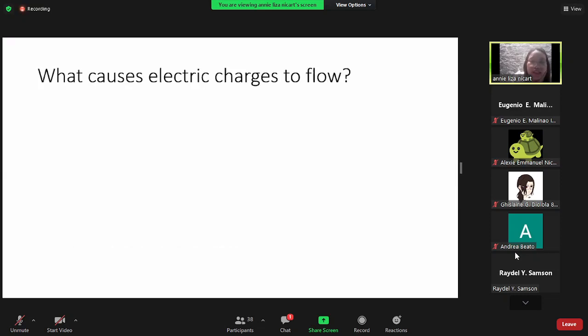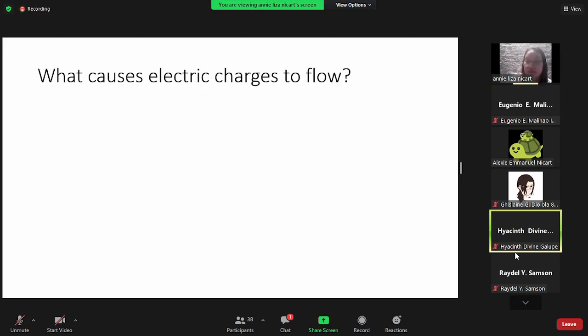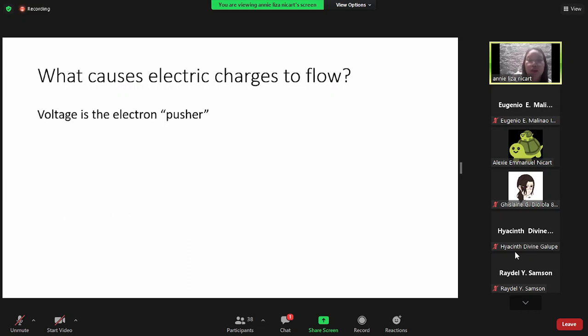Okay, so what causes the electric current or electric charges to flow? Ano yung makakapagpa-flow or makakapagpa-move ng electric charges? Para magkaroon ng electric current, dapat merong ano? What causes electric charges to flow? So there must be voltage. Okay? Voltage. So yung voltage, ito yung electron pusher. So siya yung nagpo-push ng electrons para sila na mag-move.